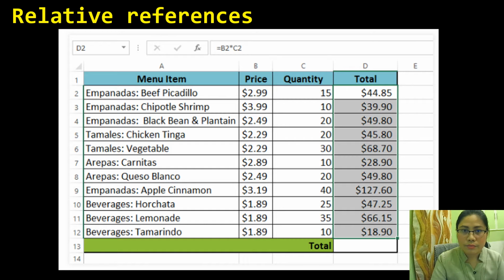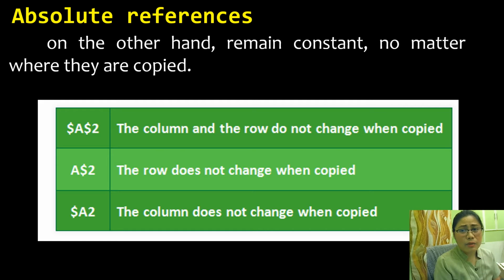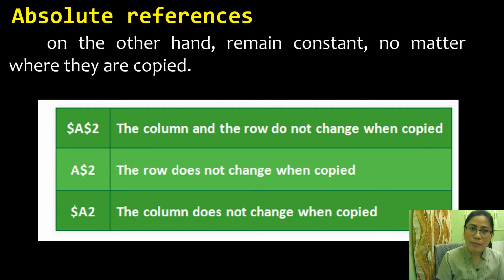So, next is the absolute references. Like what I said kanina, class, yung absolute references, constant lagi yung formula, hindi siya magbabago. Depende kung saan mo nilagay yung dollar sign. Malalaman mo, class, na yung formula ay absolute, at ginamitan ng concept na absolute references, kung may nakalagay na dollar sign po.